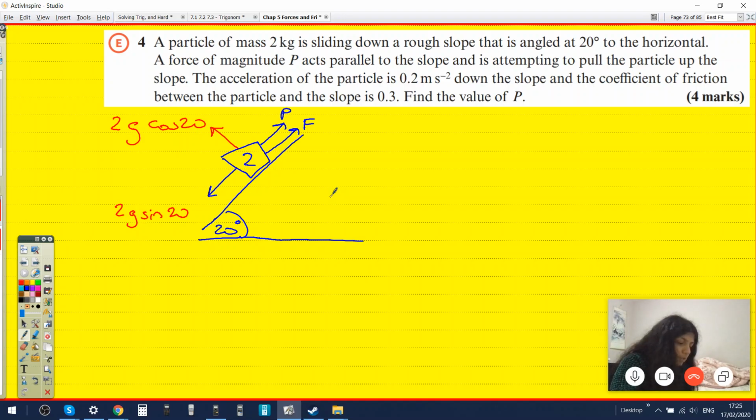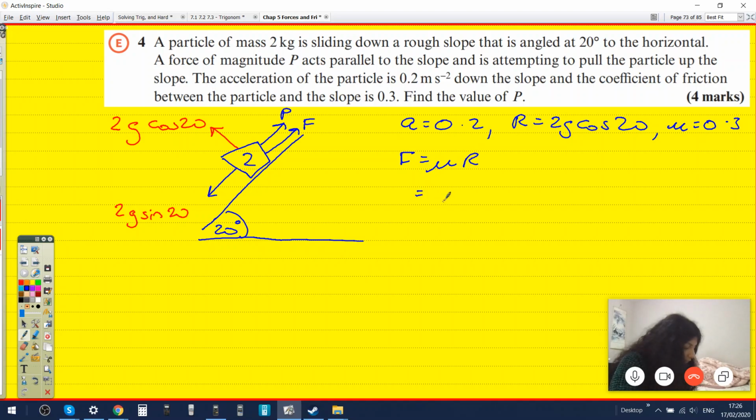So the first thing you have to do is find what F is. So you know what mu is and you know what R is. So you just have to multiply them together. R is 2g cos 20. And you get 5.52539. Then you want to find P. Then you have to resolve the forces.